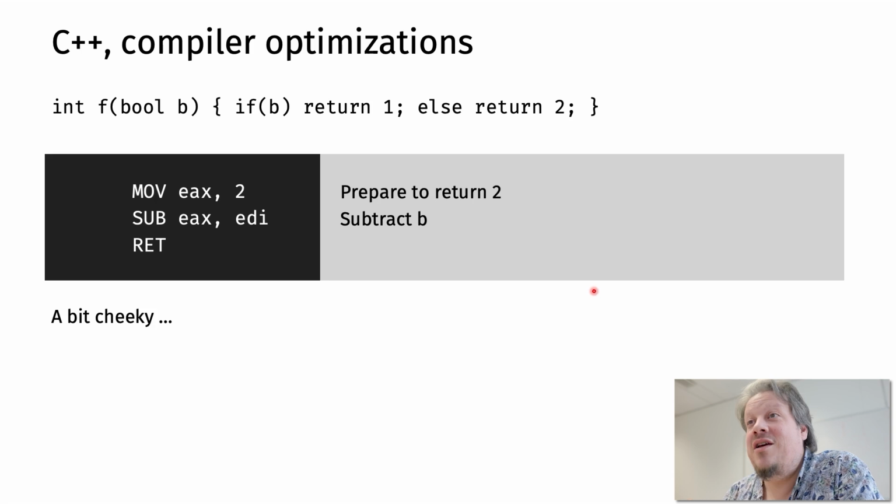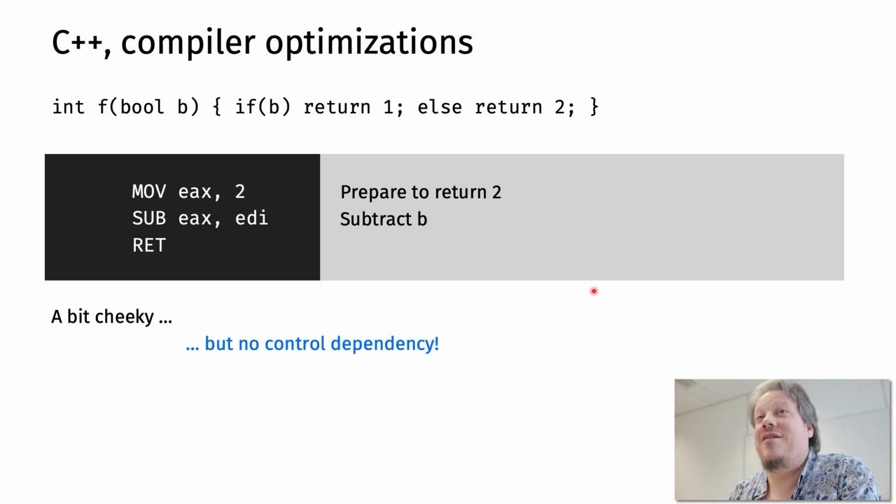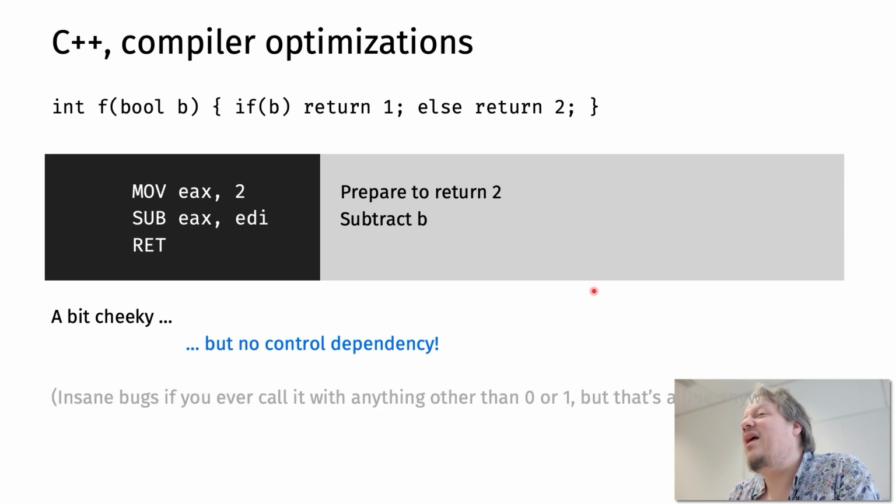This is a little bit cheeky, but there's no control dependency. This is straight-line code, just 3 instructions, and it does the thing. One thing you can note here is that you get insane bugs if you ever call this with anything other than 0 or 1. You're not supposed to. But if you look at this code, you might reasonably expect that it cannot return anything other than 1 or 2. If you unfortunately pass it uninitialized memory or something, then your compiler put you in a position where you're going to be confused.